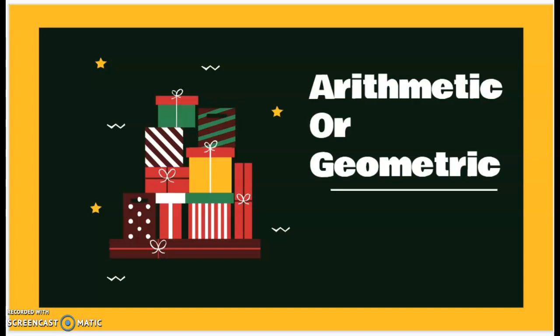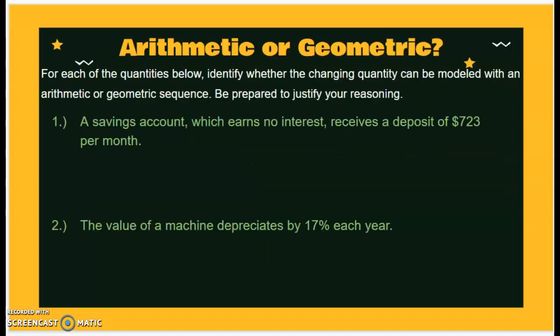So for this next part here, you're going to determine if it's an arithmetic or a geometric sequence. So as you look at the bottom of your page, for each of the quantities below, identify whether the changing quantity can be modeled as an arithmetic or a geometric sequence. So if I have a savings account which earns no interest and receives a deposit of $723 per month, if there's no interest happening, that means I'm not gaining any more money during the months with more money in it. So this one right here is going to be an arithmetic sequence.